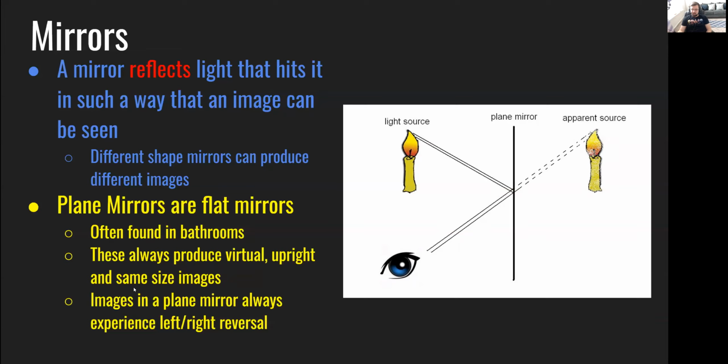Also, a plane mirror will always show you left-right reversal. You've probably noticed at this point in your life that when you look in the mirror, if there's something, let's say, written on your shirt, it's going to look reversed in the mirror. That's why we call it mirrored when things are like that. So a plane mirror will always flip something left-right.